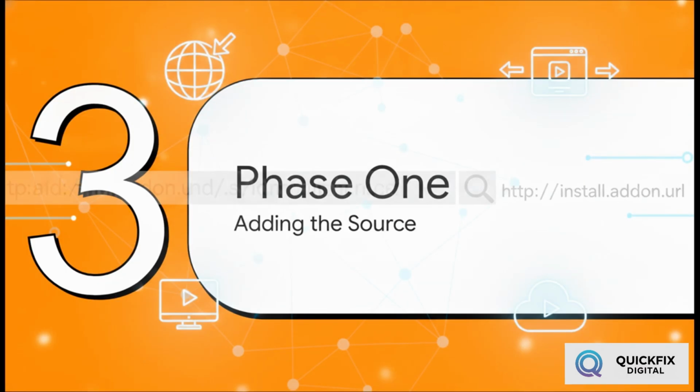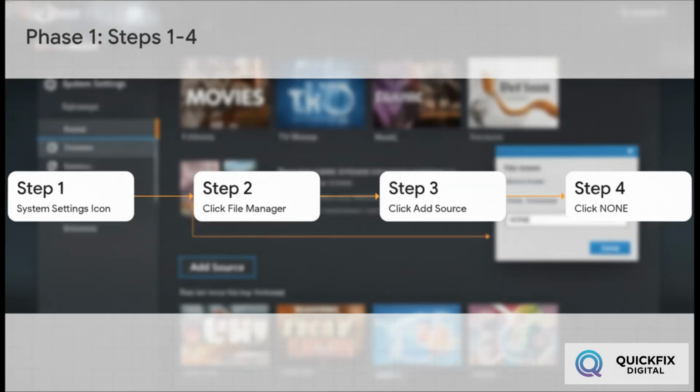Section 3. It is time for Phase 1, adding the source. Basically, this is where we point your Kodi system to the correct spot on the internet to find our files. Starting right there on your main Kodi home screen, head up to the top left and click the System Settings gear icon. From there, click File Manager. Look over to the left side of your screen and hit Add Source, which is going to open up a new little window. Finally, just click right where it says the word None.